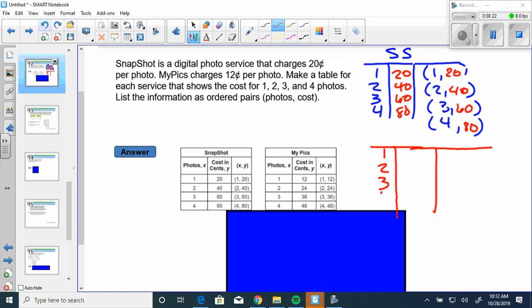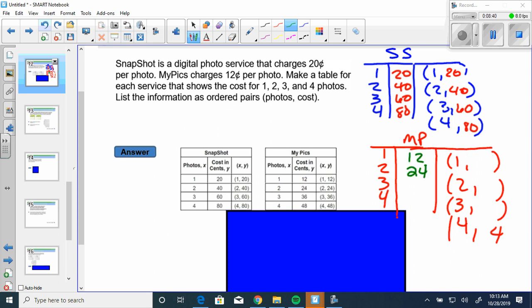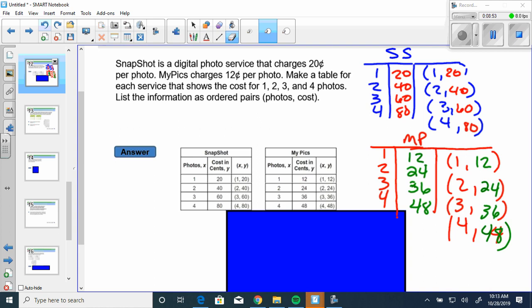Then 1, 2, 3, 4. This is for MyPix. And we have 1 what, 2 what, 3 what, 4 what. And it was 12 cents. 12 times 2 is 24. 12 times 3 is 36. 12 times 4 is 48. Plug them into your point form. Ooh, that was messy on there. There we go.